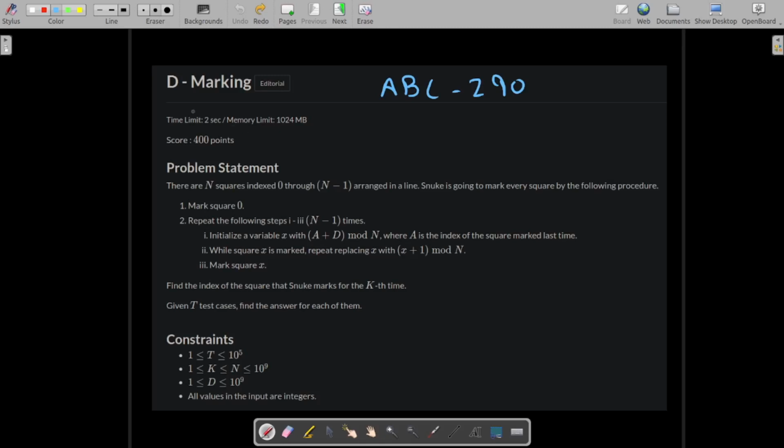Hi everyone, today we'll be solving the problem D Marking, which came in AtCoder Beginner Contest 290. First we'll be discussing the problem statement, then we will be discussing the approach, and finally we'll see the implementation in C++ language. However, if you understand the concept, you can apply this in any particular language.